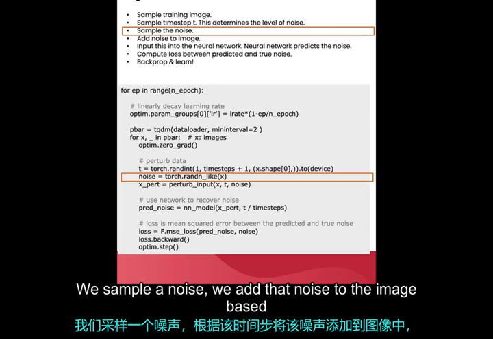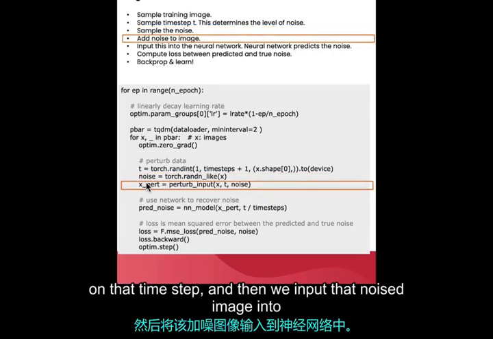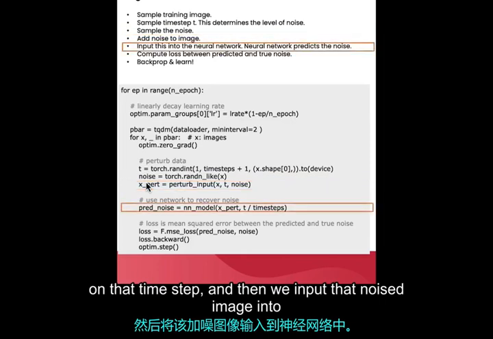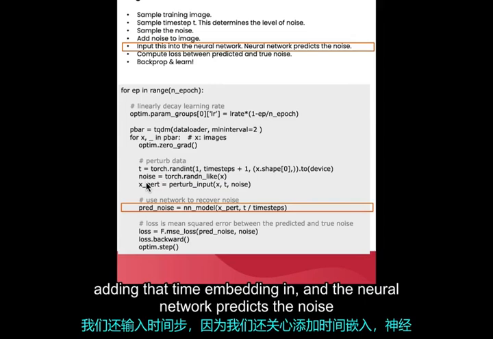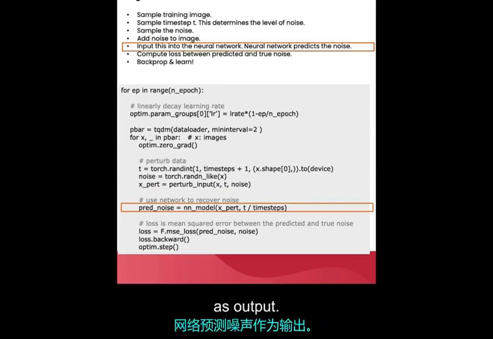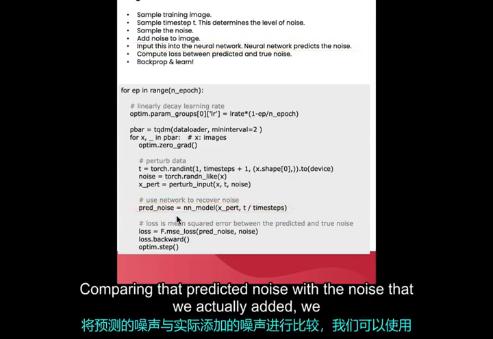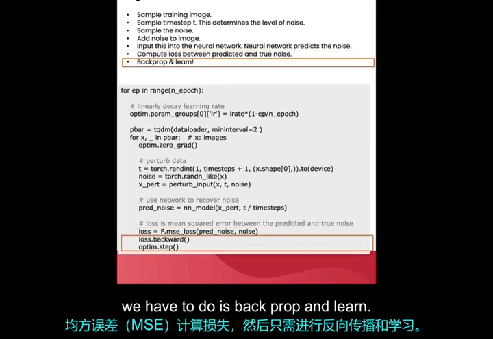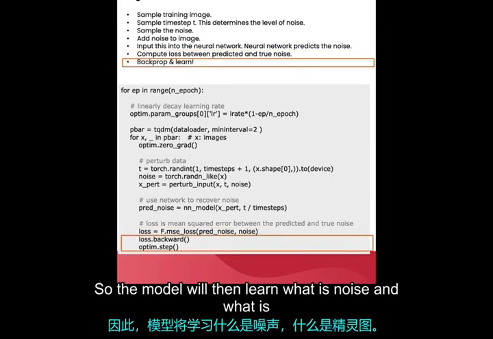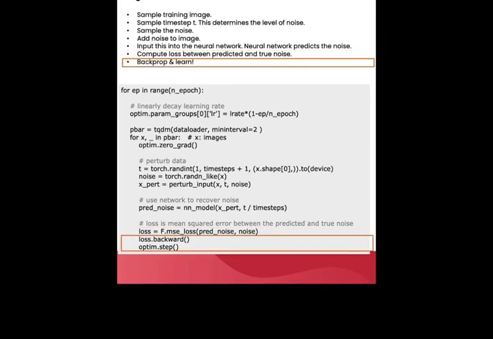We sample a noise, we add that noise to the image based on that time step, and then we input that noised image into the neural network. And we also put in the time step because we also care about adding that time embedding in, and the neural network predicts the noise as output. Comparing that predicted noise with the noise that we actually added, we can compute the loss using mean squared error, MSE. And then all we have to do is backprop and learn. So the model will then learn what is noise and what is sprite.